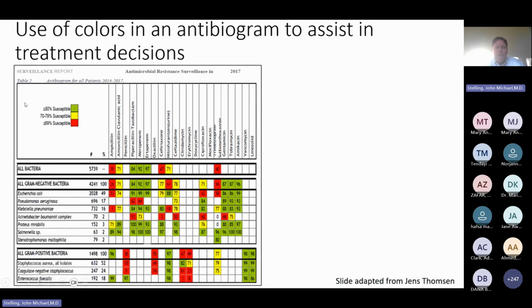So in this particular slide, green is more than 80% susceptible. Yellow, 70 to 79% susceptible. Red, less than 70% susceptible. So this is nice because it gives a visual impression of where there is a lot of resistance or not a lot of resistance. I like it from that perspective. It highlights the set of good and, again, the word good and bad is difficult, high and low resistance.